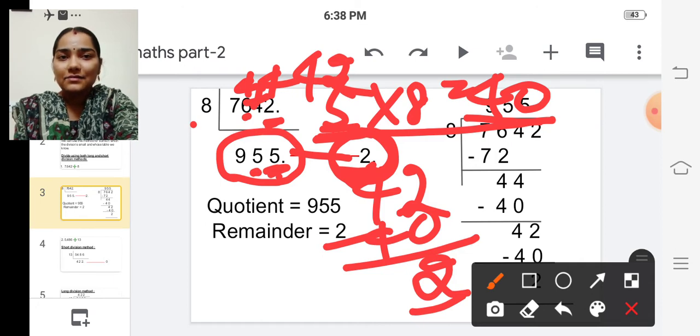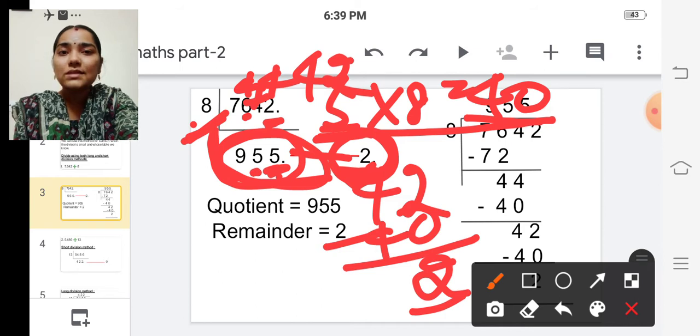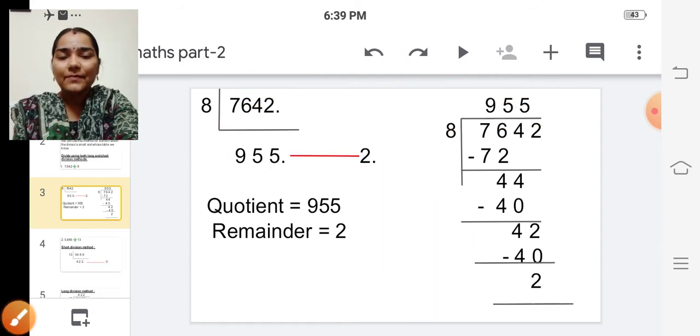Is it clear? So in a single step, we have got the answer, isn't it? Only when the divisor is small and we know its table can we use this short division method. Okay, children? Is it clear? Short division method.